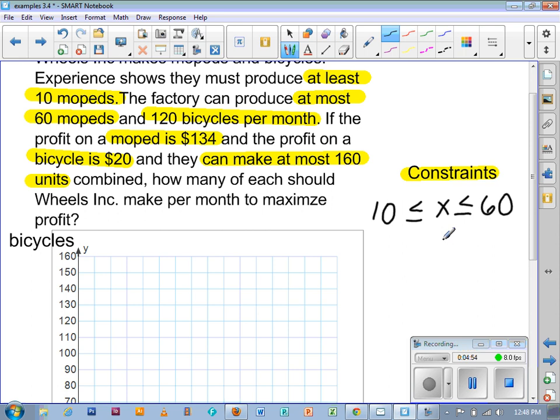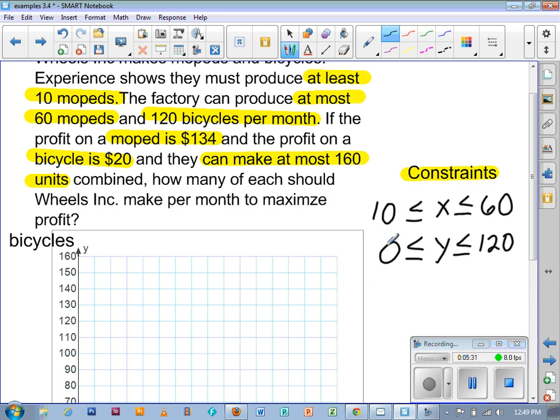Then we talk about the restrictions that are placed on us for bicycles. That's, of course, our Y variable that we defined. So we're going to put Y here. And it says in the problem right here that 120 bicycles per month is the maximum capacity of our business. So we're going to say Y is less than or equal to 120. And it doesn't give us a limit on the other side. Obviously, we can't produce a negative number of bicycles. So we're going to stop at 0. So anywhere between 0 and 120 bicycles can be produced.